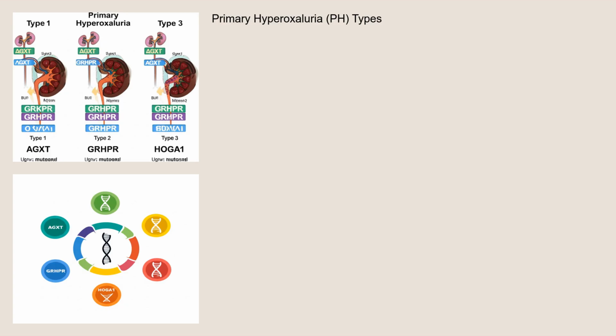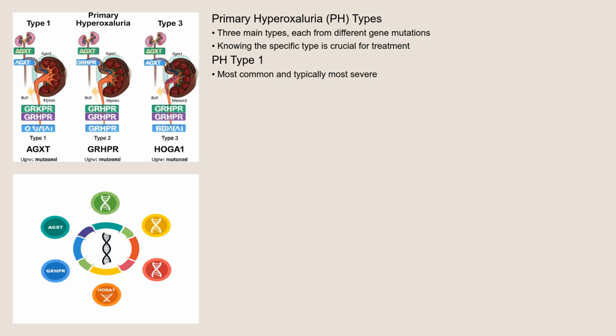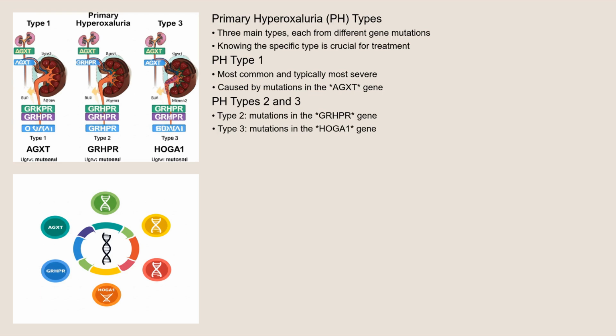There are 3 main types of primary hyperoxaluria, each caused by mutations in different genes. Type 1, caused by mutations in the AGXT gene, is the most common and typically the most severe. Type 2 is caused by mutations in the GRHPR gene, and Type 3 by mutations in the HOGA1 gene. Types 2 and 3 generally have a later onset and a slower progression than Type 1. Knowing the specific type of PH is crucial for determining the most appropriate treatment strategy.